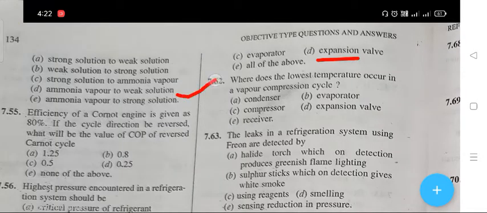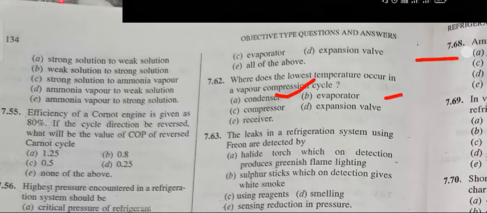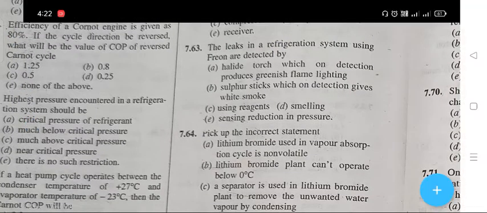The next question is, where does the lowest temperature occur in a vapor compression cycle? The right answer is B, that is your evaporator. Next question, the leaks in a refrigeration system using freon are detected by. The right answer is A, that is your halide torch, which on detection produces a greenish flame.